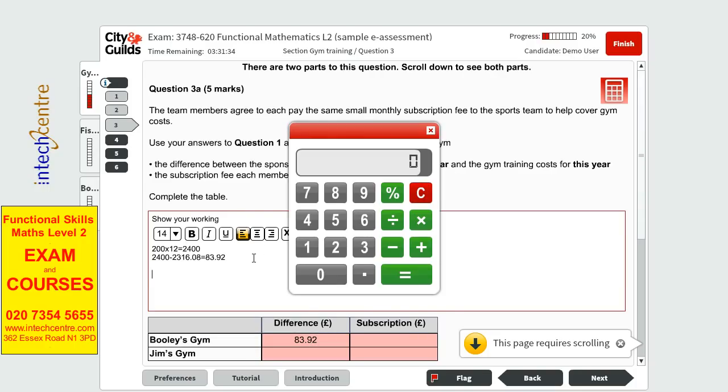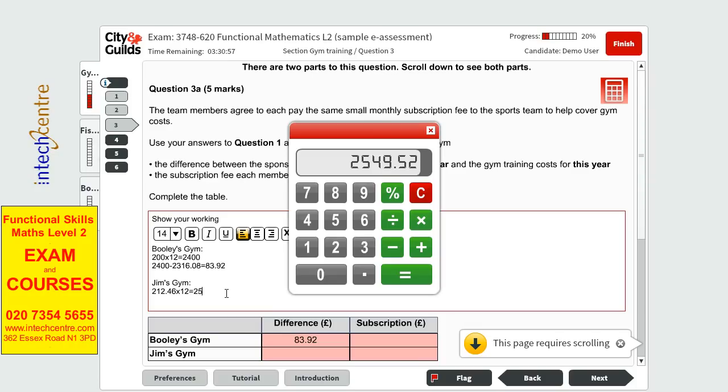Now the other one is for Jim's Gym, so let's put here Bully's Gym, so that we know the difference, and then we have Jim's Gym. And his cost was 212.46 from what I recall, times 12. Make sure you write this down so that you don't have to go back and forth all the time. This applies to the exam, especially because you don't want to waste time.